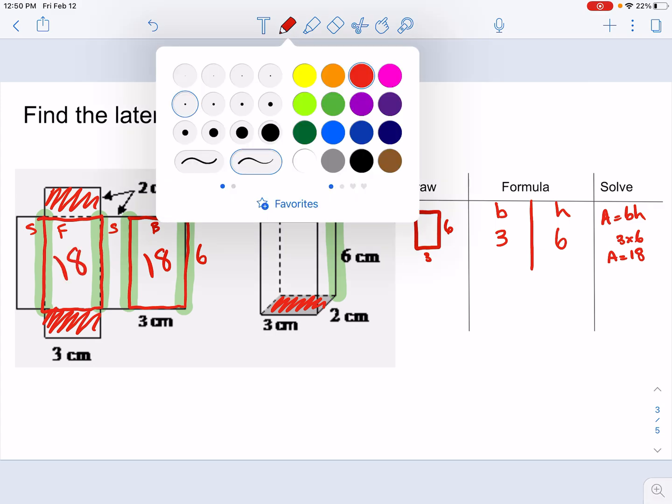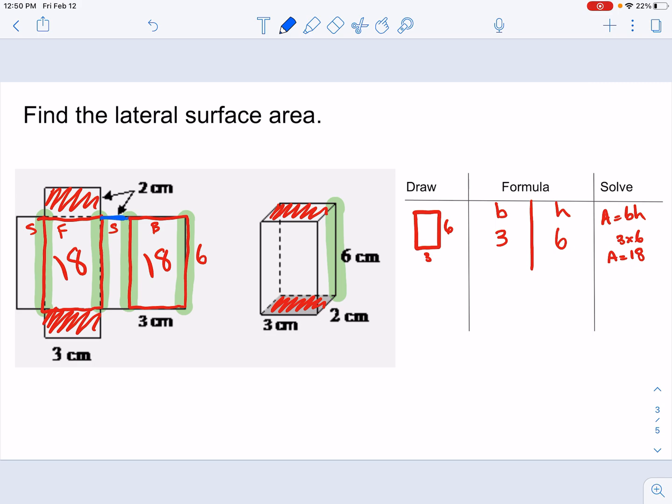Now I need to find the area of my two sides. And so they have a base of 2 and a height of 6. So again, I still need to find my base and my height. My base is 2, my height is 6. To solve, it's a base times height. So 2 times 6 gets an area of 12.